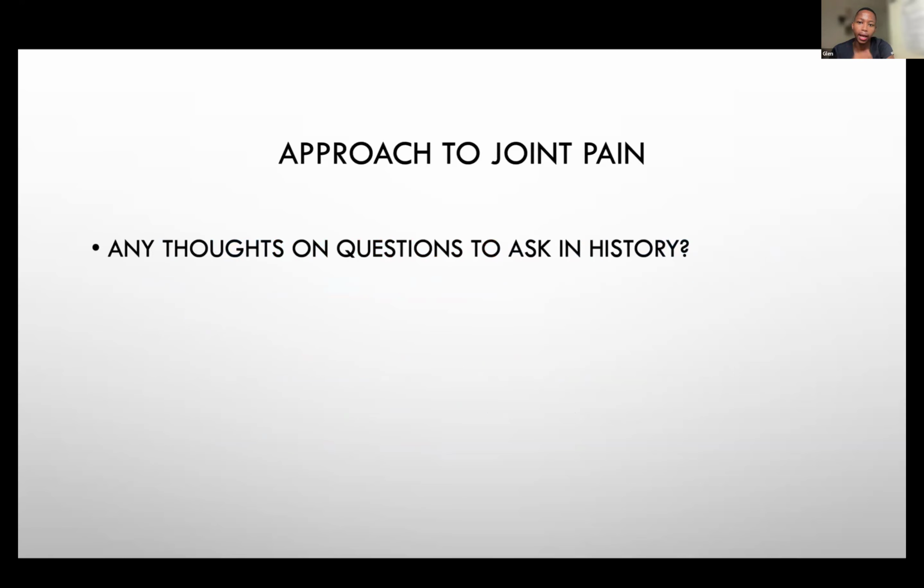So the patient also had joint pain as well, in addition to the itching. So can anyone say maybe a few, 2 or 3 questions that you would want to ask in history when evaluating joint pain? I can't see the chat if anyone has said something in the chat. Someone can mention them. Just 1 or 2.